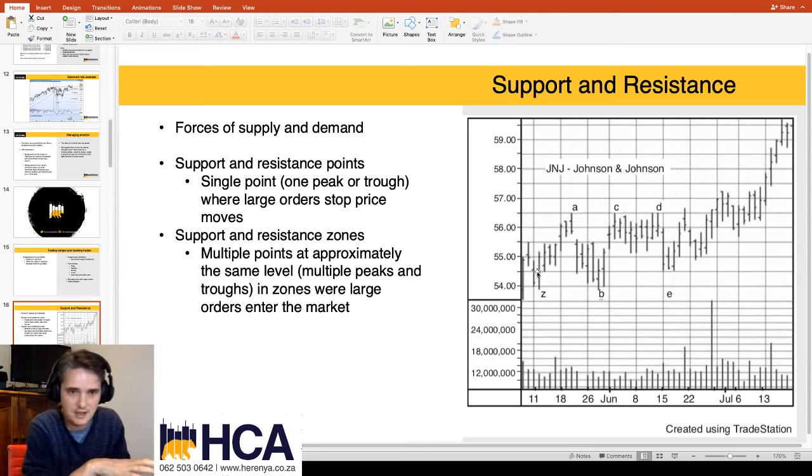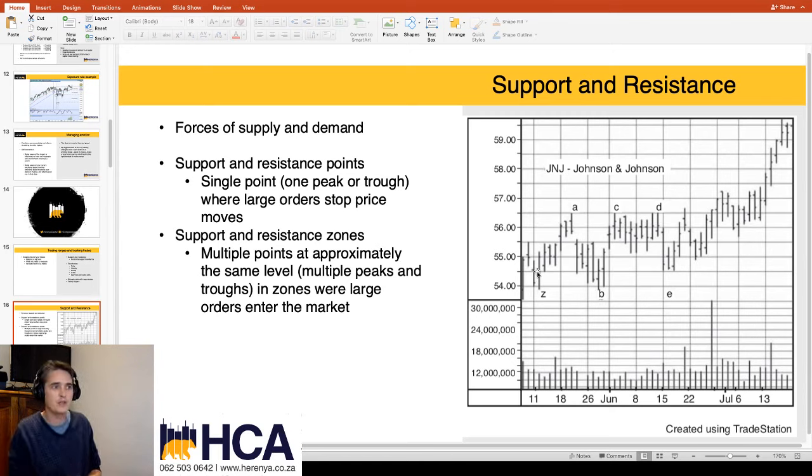Support and resistance is basically forces of supply and demand, as I explained, where big institutional players are entering into the market or exiting out of the market, right? There are two different ways of seeing this. There is a support and resistance point, and there is a support and resistance zone. A support and resistance point is a single point, or a peak, or a trough, right? A peak is at the top of the range, and a trough is at the bottom of the range.